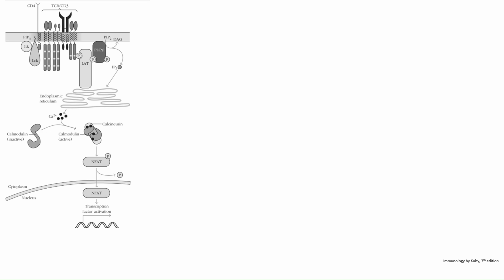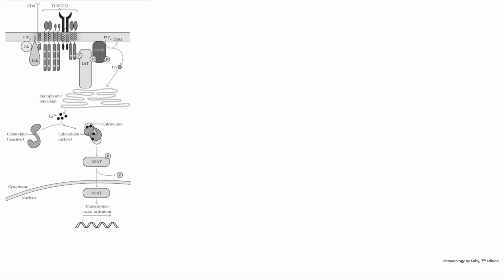or we can also say it is the calmodulin calcineurin pathway. What happens in this pathway? We already learned PLC gamma 1, that is phospholipase C gamma 1. It degrades PIP2, that is phosphatidylinositol bisphosphate, into DAG, diacylglycerol, and IP3. IP3 has its receptor on the endoplasmic reticulum. Once it binds with the receptor on the surface of the endoplasmic reticulum, the endoplasmic reticulum releases calcium. This calcium binds with calmodulin and makes it active to bind with calcineurin.